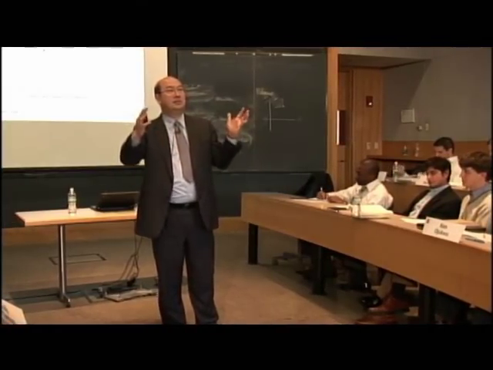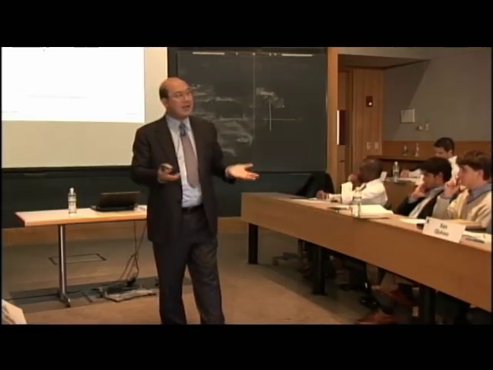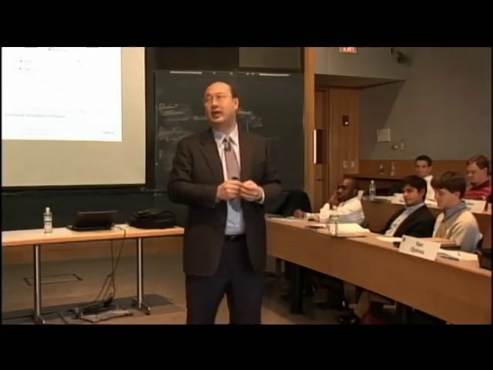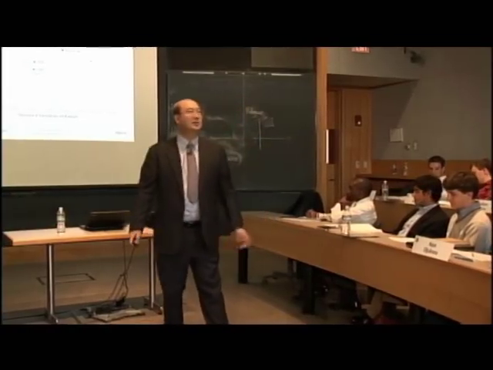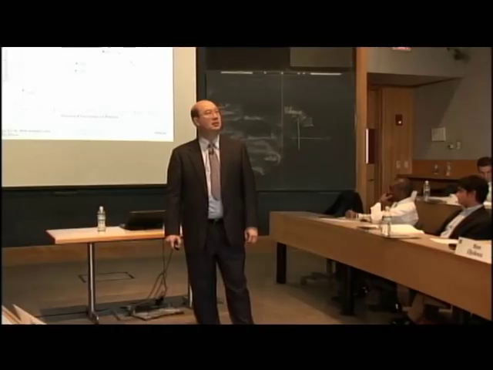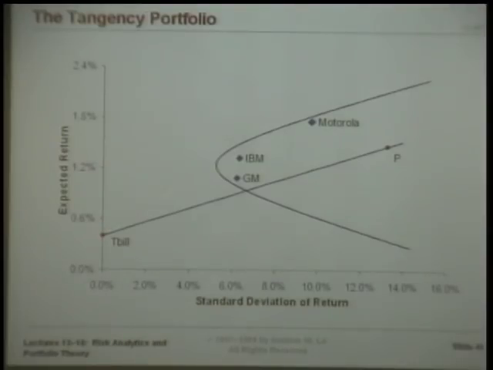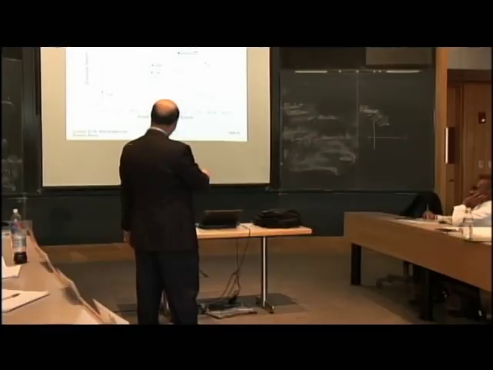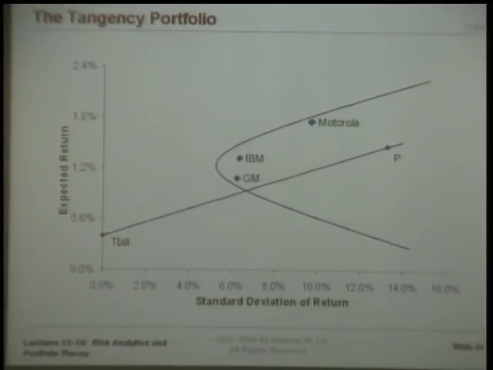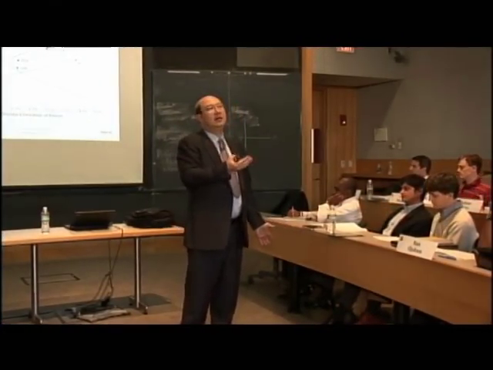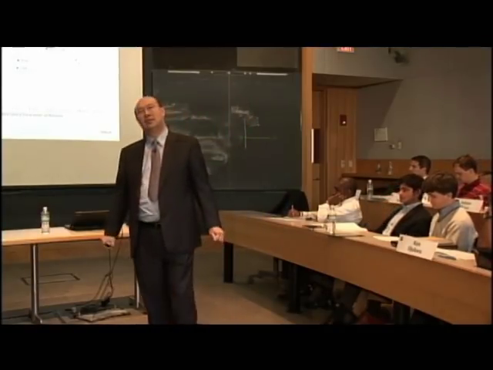Now, this analysis applies to any portfolio P. So for example, suppose I wanted to ask you, what risk-reward trade-offs could I generate by mixing the risk-free rate with General Motors? What would that look like? Yeah, Ken. Exactly, that's right. If I wanted to mix T-bills with General Motors, I get that straight line right through that dot. If I wanted to mix T-bills with IBM, I'd go through that dot with IBM. If I wanted to mix T-bills with Motorola, I'd go through Motorola. And if I wanted to mix T-bills with any portfolio on that frontier, on that upper branch, it would just be a line between T-bills and that point on the upper branch, right?